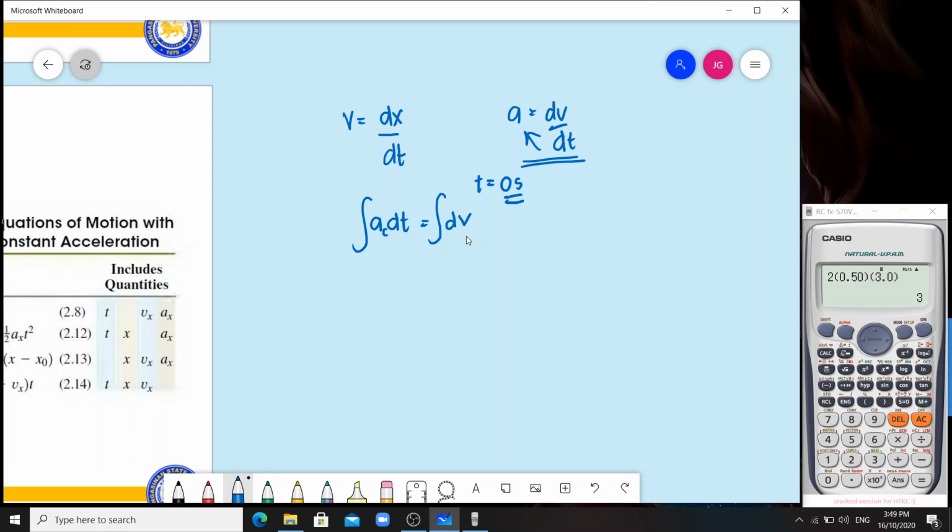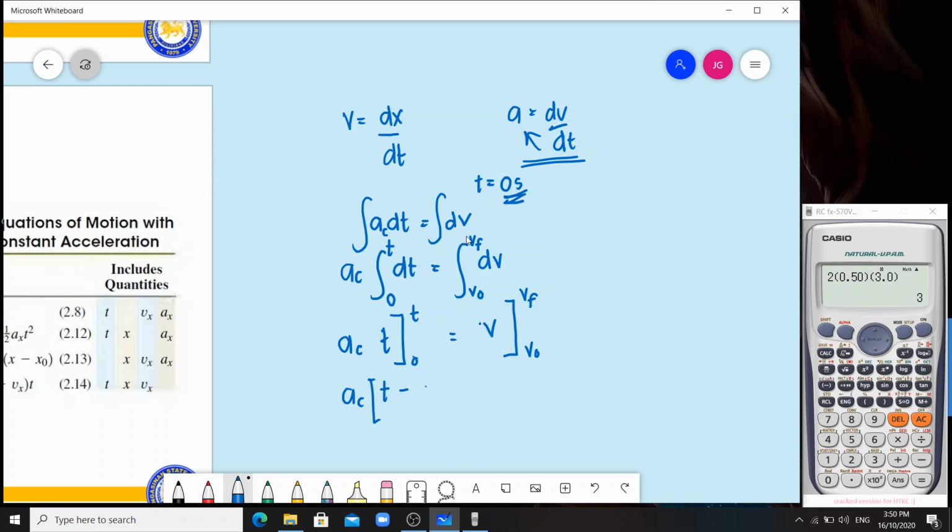sides, okay, by this one. So dahil constant to, a_c labas natin, dt equals integration of dv. Ito ay from 0 to t, okay, dahil ang initial time natin is always 0 seconds. And then, ito naman ay initial velocity to final velocity. Okay? So, when we integrate dv, that is equivalent to v, which we can evaluate from v0 to vf. Okay? And then, a_c t dt, the integration of dt is t, and evaluate it from 0 to t. Okay? So, a_c, diba? t final minus initial, 0 seconds.